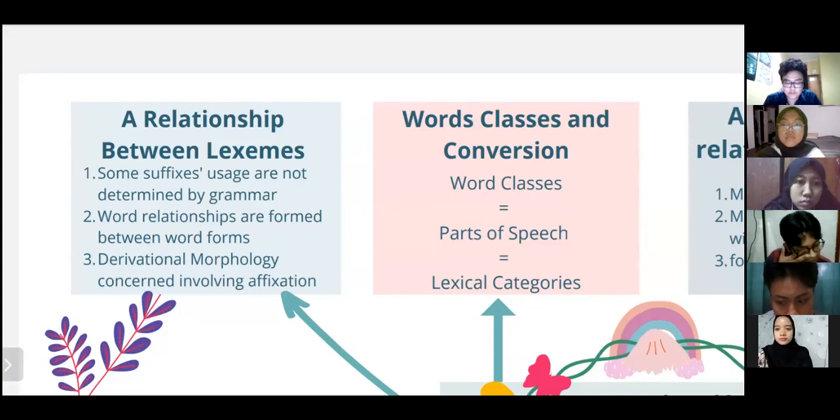It's concerned with the relationship between lexemes, but not just any relationship. Lexemes can be related to each other due to sound, like homonyms, and due to meaning, like synonyms. But derivational morphology is more concerned with relationships involving affixation, and also the grammatical and semantic tasks that such affixation can perform. Now, to get to know these affixations and their tasks more, I'm going to be handing it over to my colleagues. Next speaker, please.